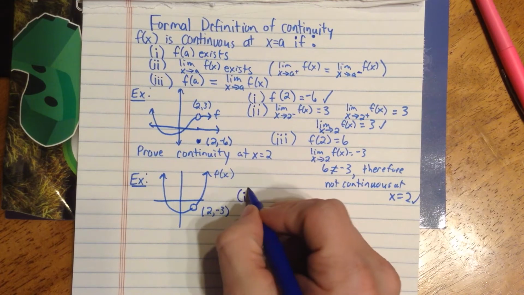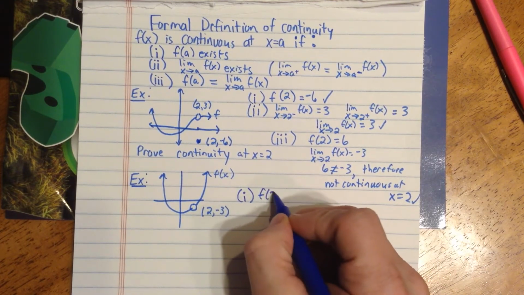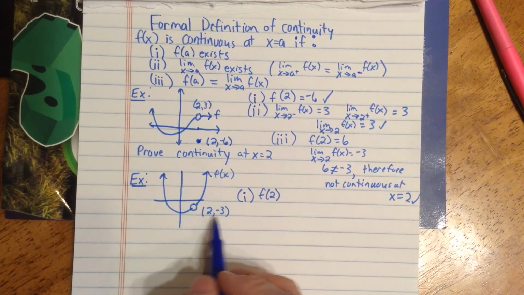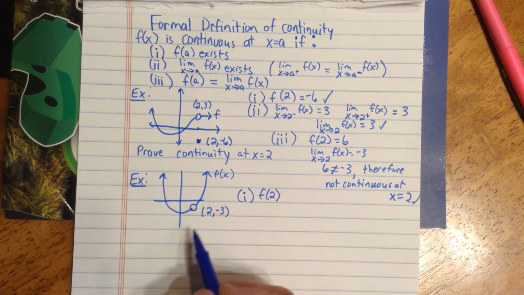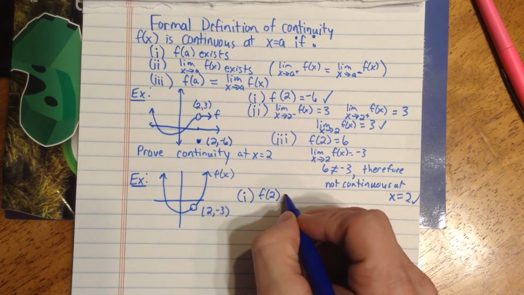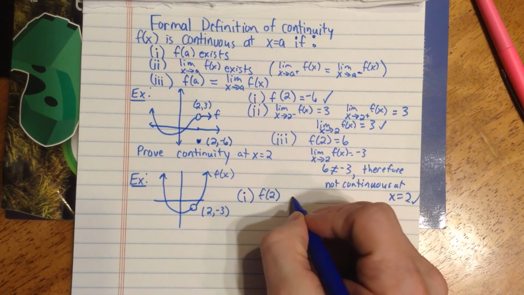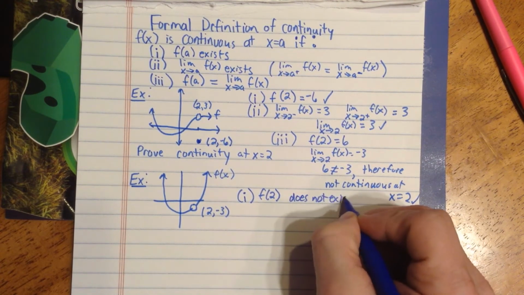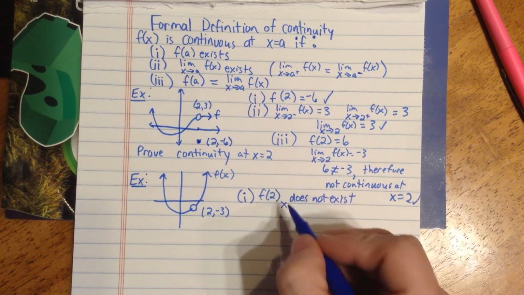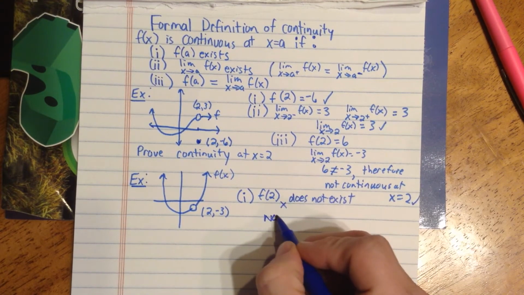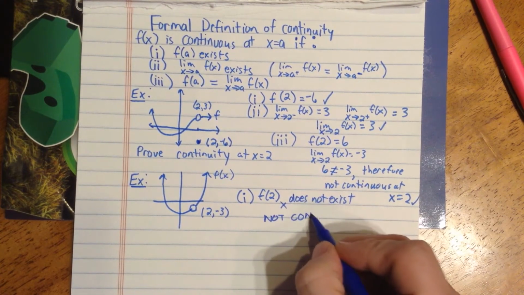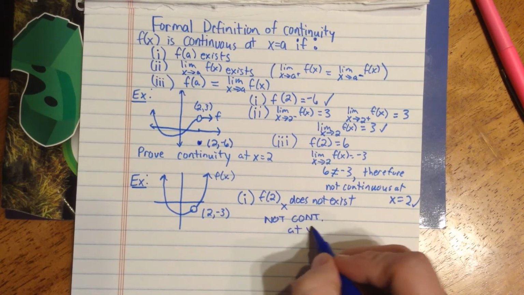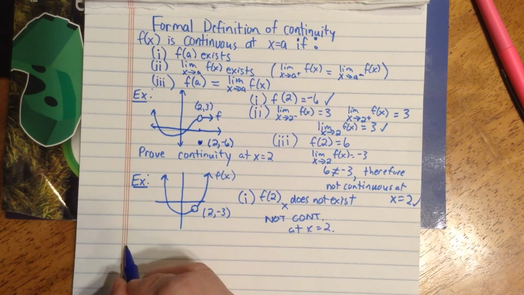So step 1, f of 2. You might think it's -3, but that is not a defined point. There are no defined points there, so f of 2 does not exist. So right there, we proved not continuous at x equals 2. That was nice and easy.